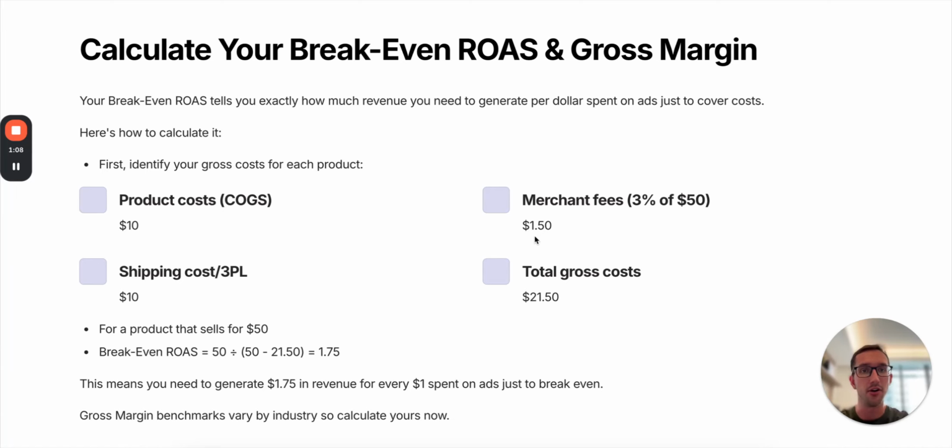And we need to know how much we can afford from a ROAS perspective so that when we're running our ads, we can determine, are we profitable? And if we're not, what do we need to do to become profitable? So this is the calculation that you can run.